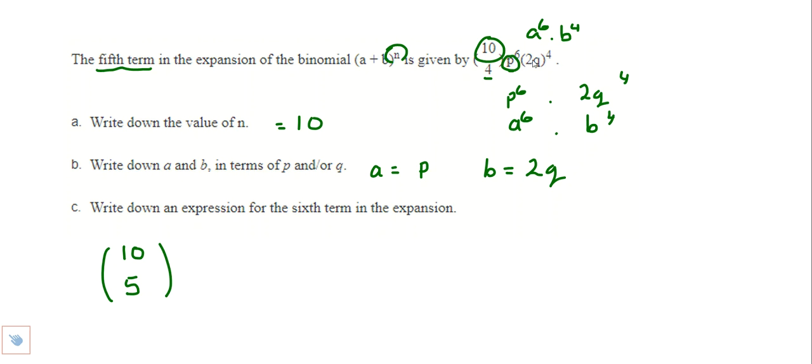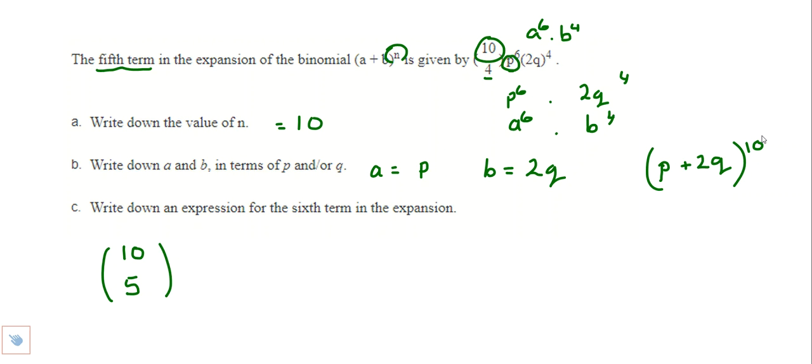How come you didn't write P plus 2Q? Because it just wants what A is and what B is. You could, if you'd have written P plus 2Q to the power of 10, I'm sure they probably would have credited you the marks with knowing that, because you basically stated that A is P and B is 2Q.